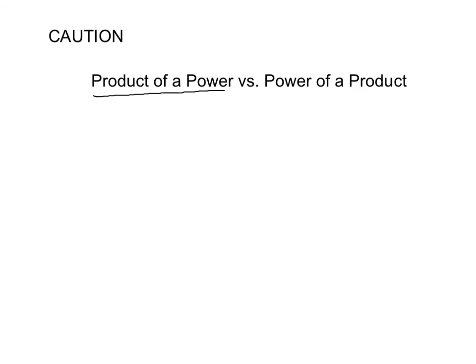So we just went over the power of a product. The power of a product told me that if I have two different bases raised to the same exponent being multiplied together, then I'm going to multiply the bases together.